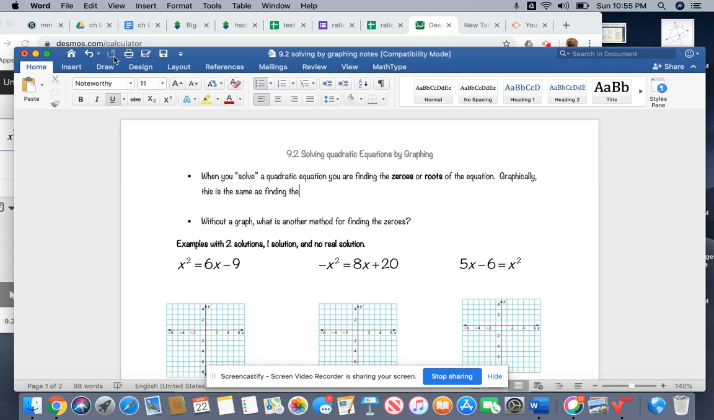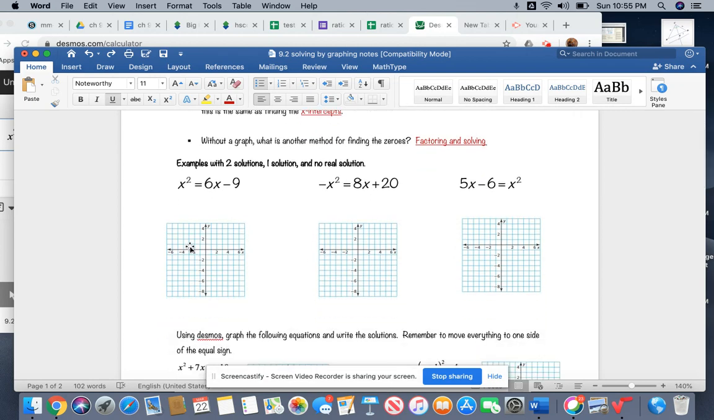When you solve a quadratic equation, or any equation for that matter, you are just finding the zeros or the roots. And it's the same thing graphically as finding the x-intercepts. So all you have to do is look, where does it cross the x-axis? That's the solution. Now, without a graph, the other method for finding the zeros would be factoring and solving. We're going to learn a third method afterwards, but for today, that's pretty much what we're looking at.